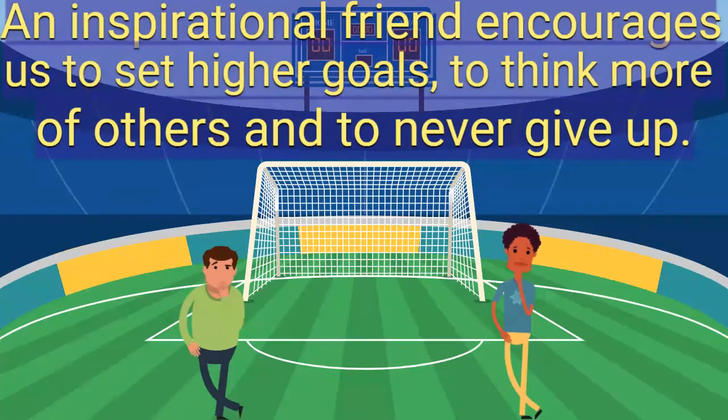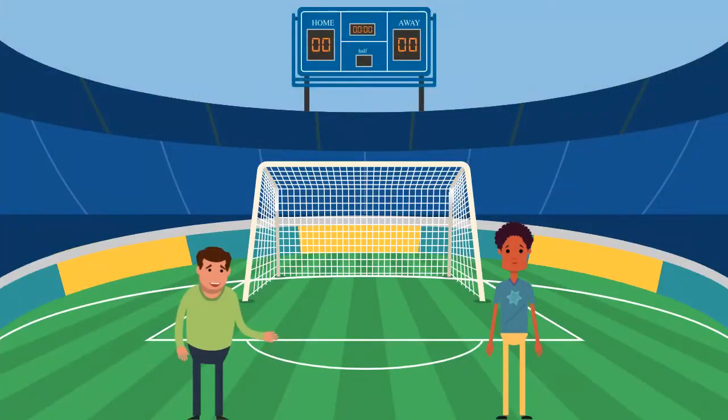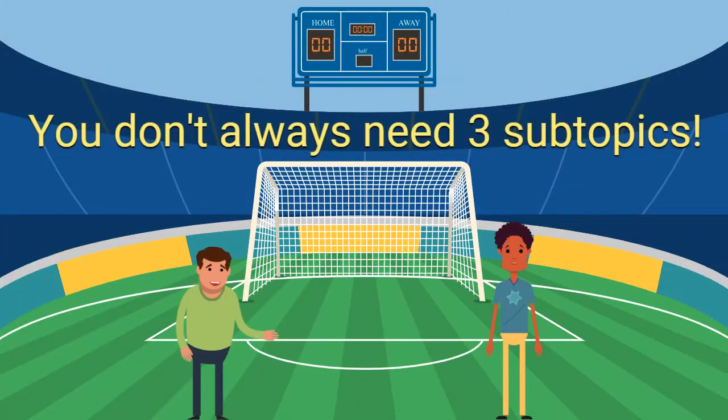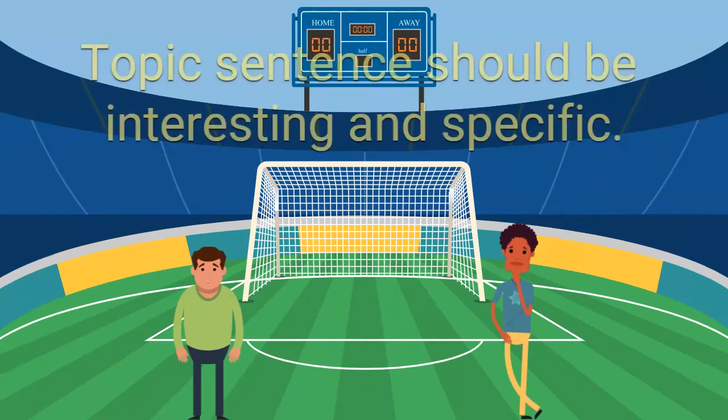Once again, we followed the pattern of listing 3 specific supporting details that the reader can expect to be explained in this body paragraph. However, you don't need to always write 3 subtopics in a topic sentence. The main point is that your topic sentence should be interesting and specific enough that your reader has a good idea what the paragraph will be about.